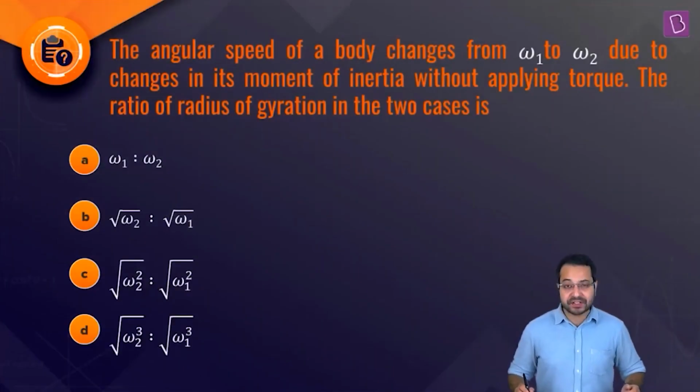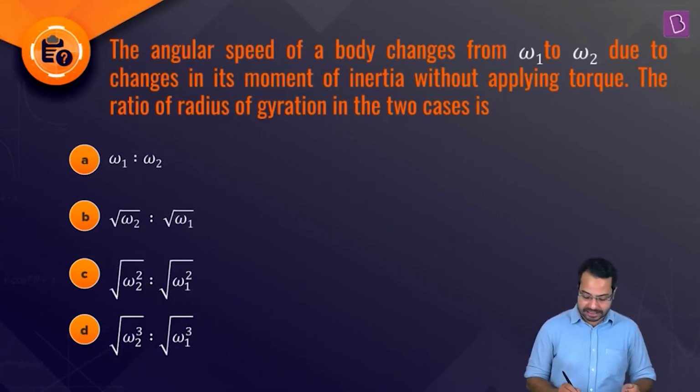The angular speed of a body changes from omega 1 to omega 2 due to changes in the moment of inertia without applying torque. The ratio of radius of gyration in the two cases is. Alright, so what is happening? Without the application of torque, the angular velocity is changing.